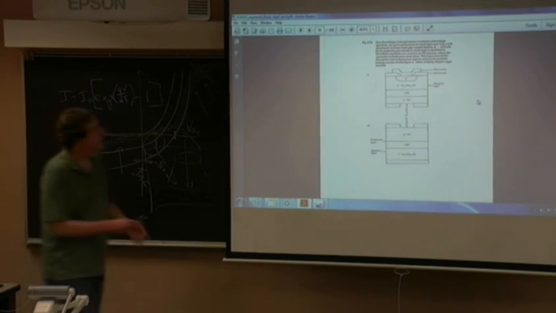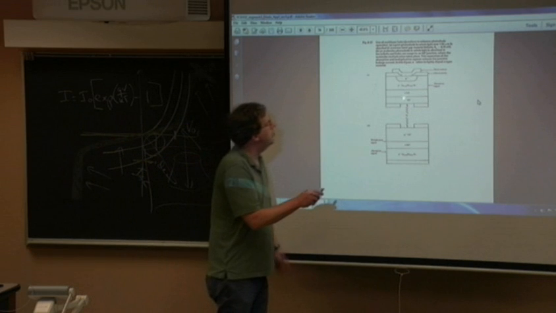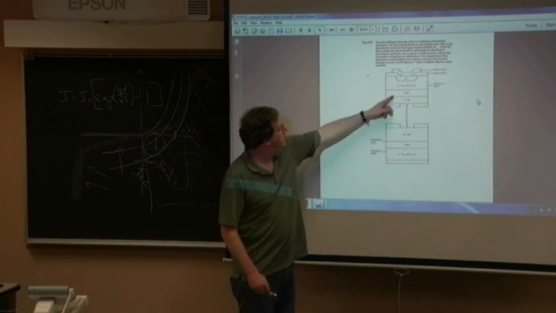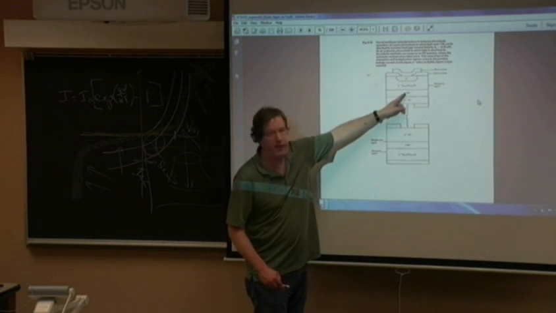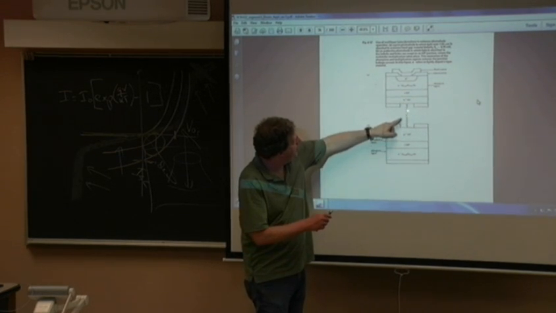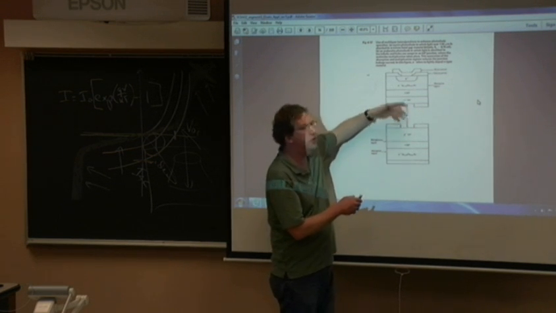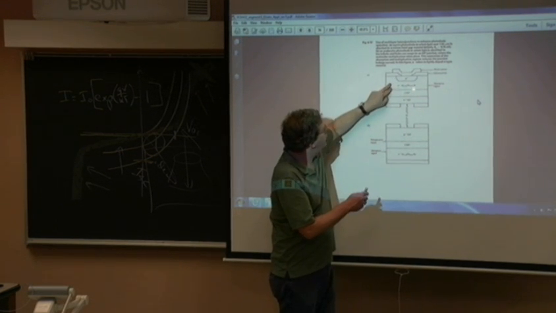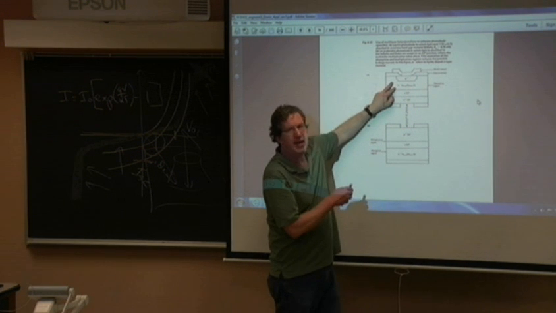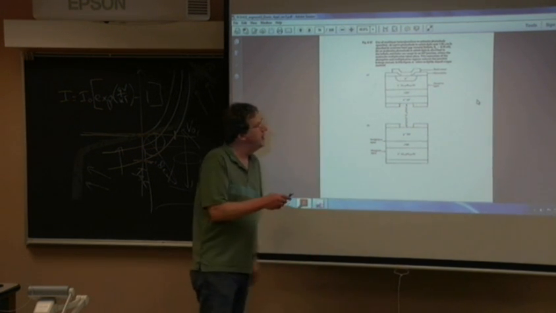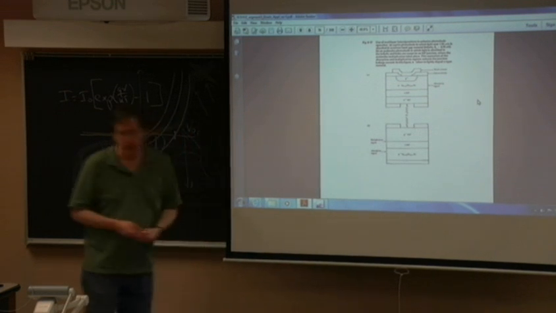So here you can see another PIN sort of device where the light's coming through. Here they're using a wide bandgap indium phosphide, so that allows the light to go through the indium phosphide, which provides the electrical connection, but the actual area that's being absorbed is the indium gallium arsenide more deeply in the device. Here's the absorption region.